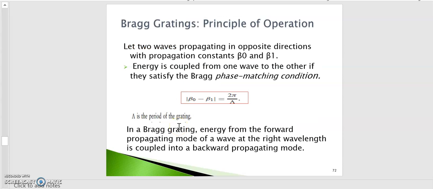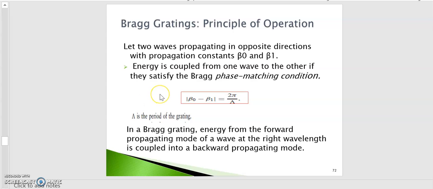Now we are going to see the principle of operation of the Bragg grating. Consider two waves propagating in the opposite direction with the propagation constants beta naught and beta 1. So the forward propagating wave has a propagation constant beta naught and the backward propagating wave has a propagation constant beta 1. The energy is coupled from one wave to the other if they satisfy the Bragg phase matching condition.